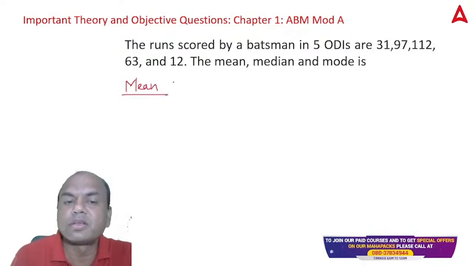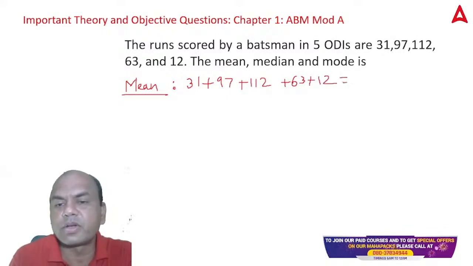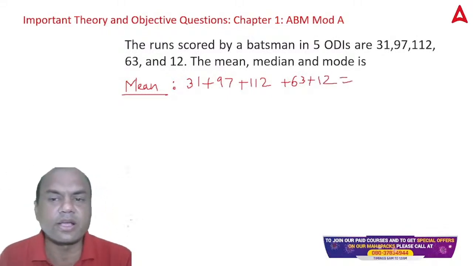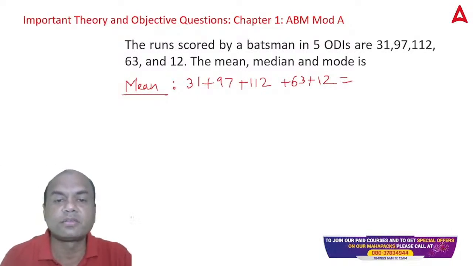Mean means what? Addition. Do the addition everyone. 31 plus 97 plus 112 plus 63 plus 12. Add all of them. What is the answer you're getting, guys? Let me also try. First, I want the answer in the comment section from you.